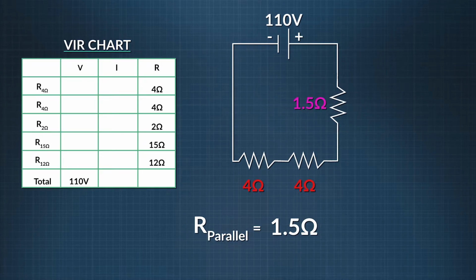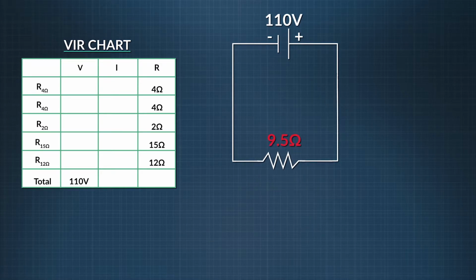Now all we need to do is add these 3 resistors together in series. That will give us our total equivalent resistance for this circuit. Since the resistors are in series, we add them using our series addition rule and find that the total resistance in this circuit is 9.5 ohms. Now here's our complex circuit, simplified to a single equivalent resistance.